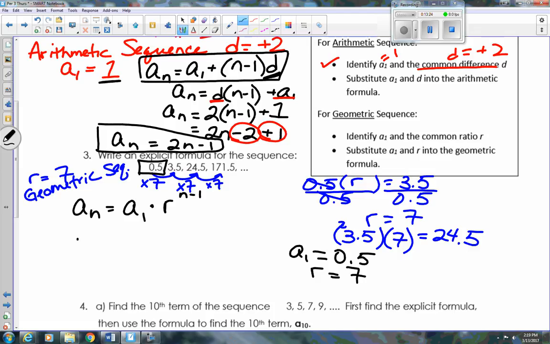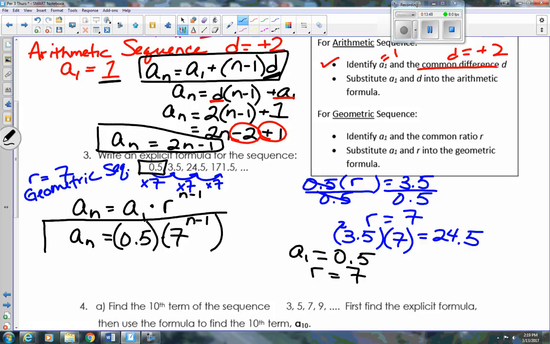So I'm going to substitute those values in, bring down my a subscript n, put in 0.5 for a1, multiply that by 7, take that to the n minus 1 power, and I'm all set. If you want to put parentheses around these values to show your multiplication, that's fine. Don't have to, but certainly not a problem if you do. So there's my formula all done.